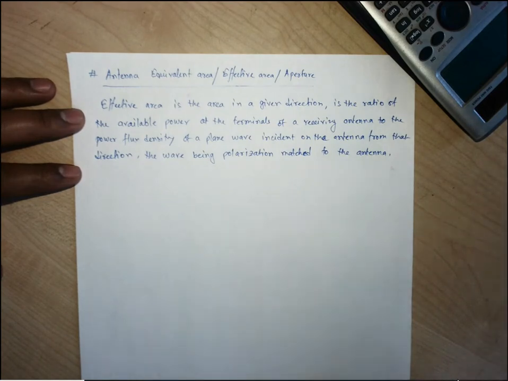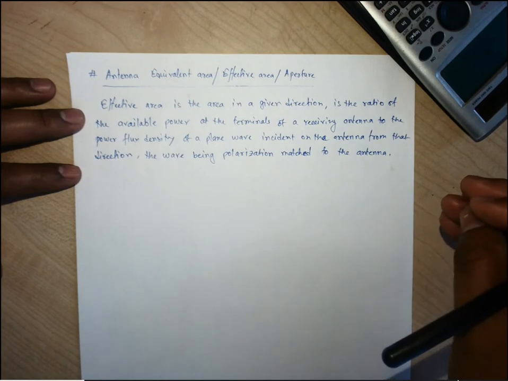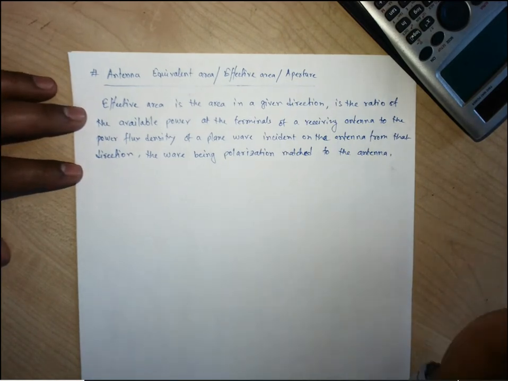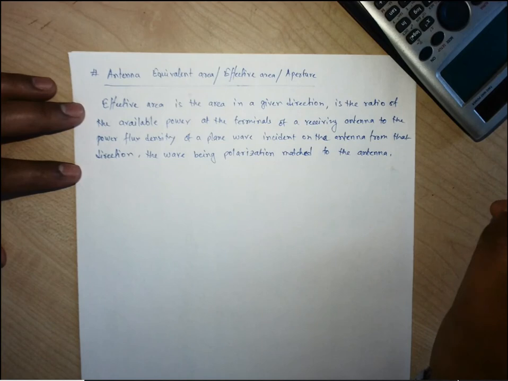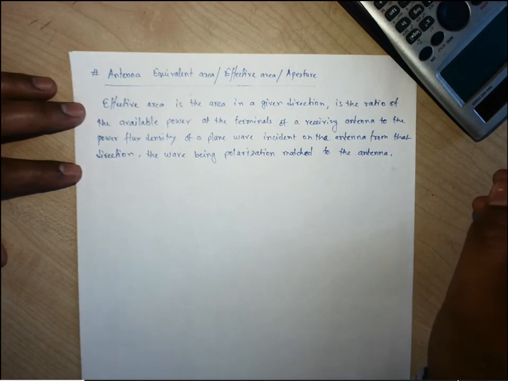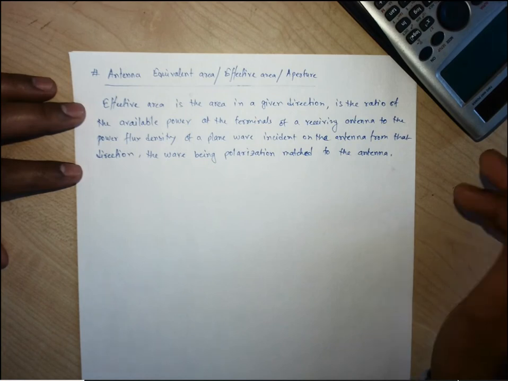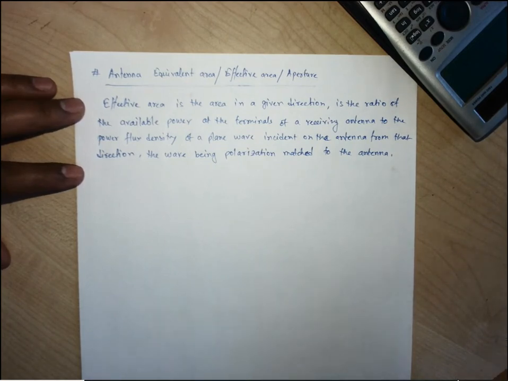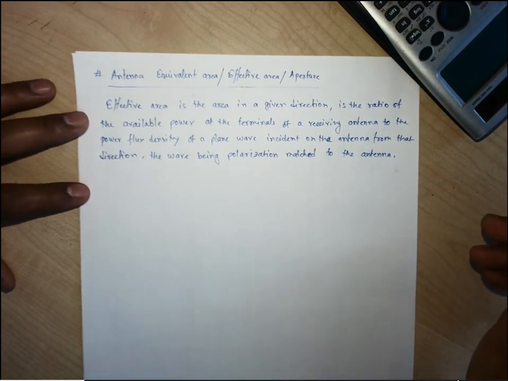So the wave which is coming to the receiving antenna has a certain flux density. Out of that flux density, how much is available at the antenna terminals? And that should be in the case of polarization matched. When the polarization matched condition is achieved, out of the total power which is available in the plane wave, how much is available at the antenna terminals? That is what will be given by the effective area or aperture.